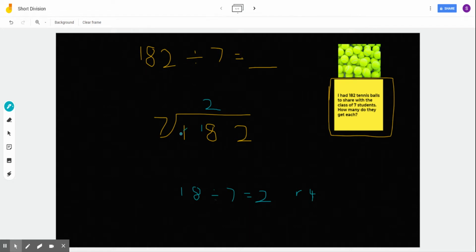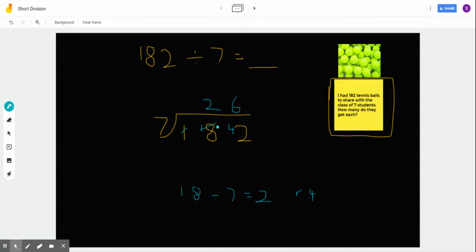I'm going to cross these out as I go along. I've done them. I need to remember my 4 from the remainder down here. Then my final step is I go 42 divided by 7. How many 7s are there in 42? I know my times table facts that 7 6s are 42. So 42 can be divided by 7, and each person would get 6. So my final answer, and I would have no remainder there.